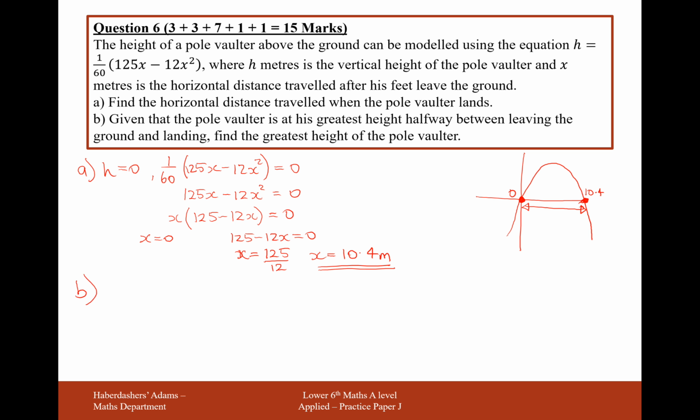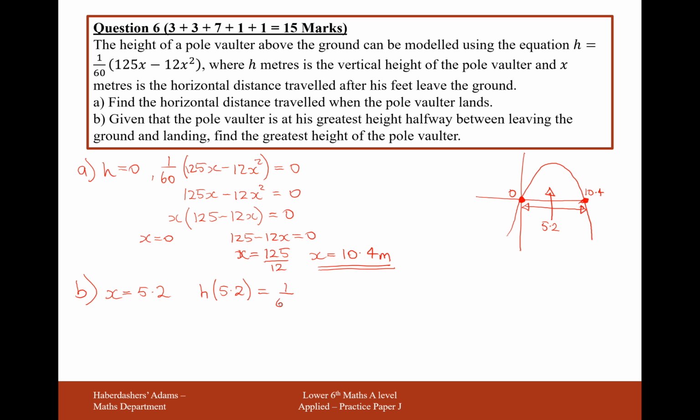Part B, given that the pole vaulter is at greatest height halfway between leaving the ground and landing, so this point at the midpoint is going to be at 5.2, find the greatest height of the pole vaulter. Given that we know that x is equal to 5.2, using our halfway, we're just going to plug 5.2 into our height function.